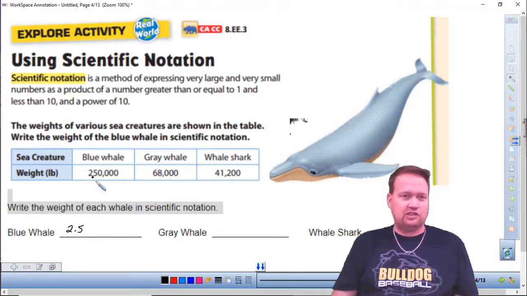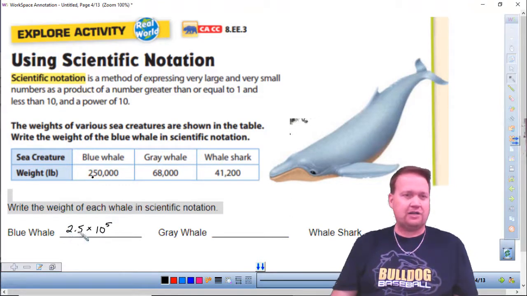And then it's just a matter of counting. In order for me to put the decimal place there, when it really belongs out here after 250,000, I would have to move it backwards 1, 2, 3, 4, 5 places. And so since I had to move it back 5 places, that becomes 10 to the 5th power. So this is a key to scientific notation being written correctly.